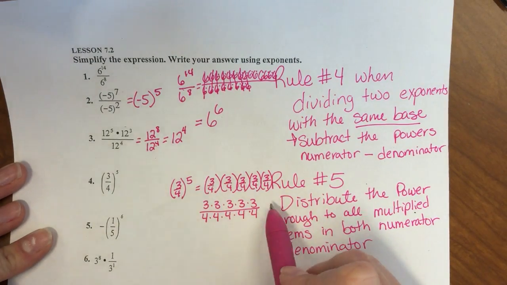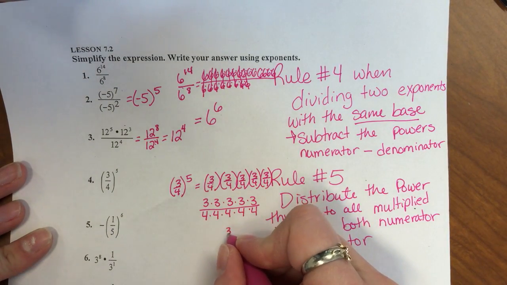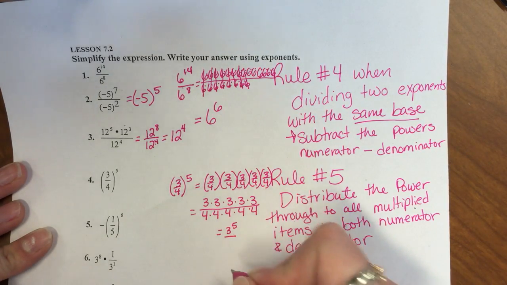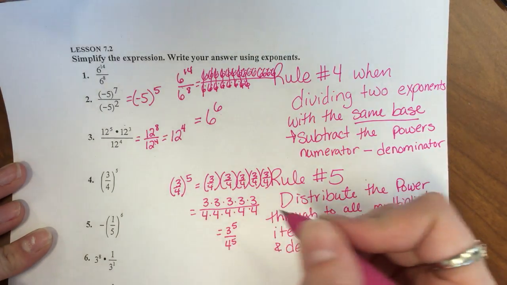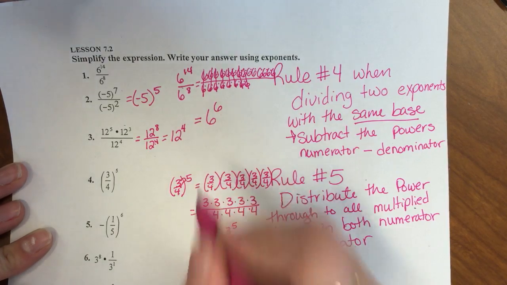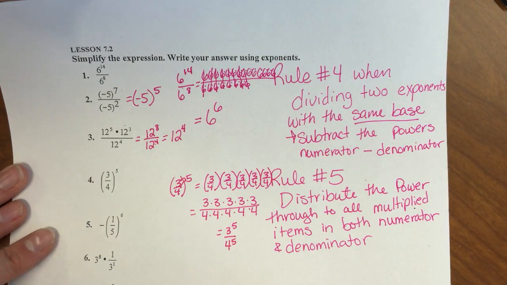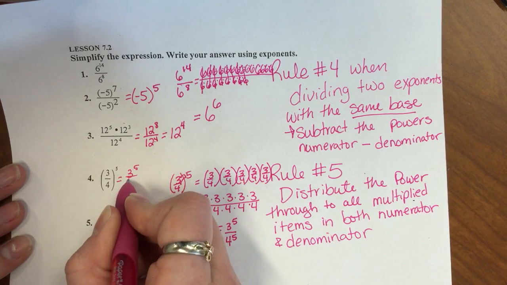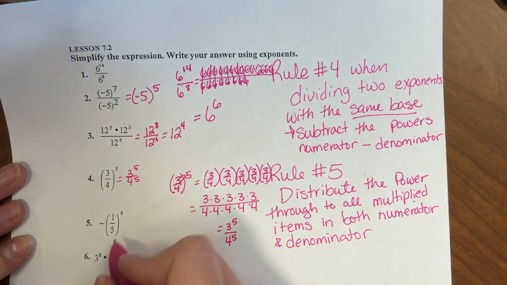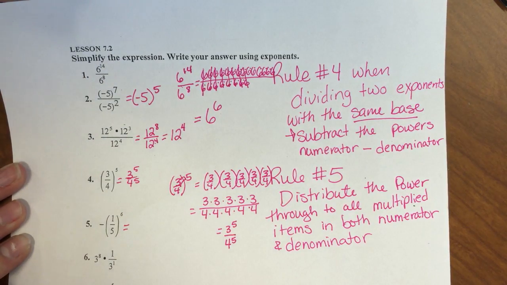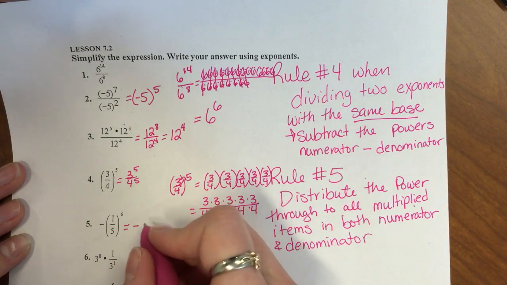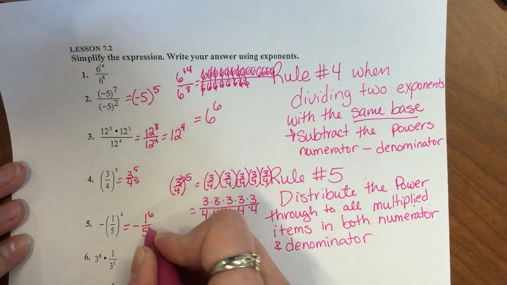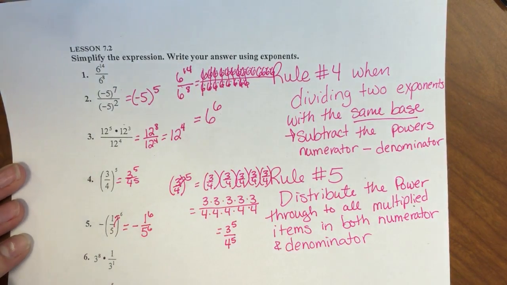Okay, but how many 3's is that? That is 3 to the 5th over 4 to the 5th. Notice I could just distribute my power to both the 3 and the 4. So we're going to do that here. The negative stays out front, 1 to the 6th and 5 to the 6th, distributing that power.